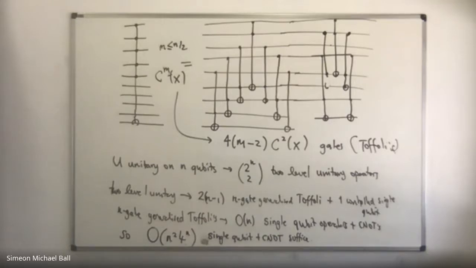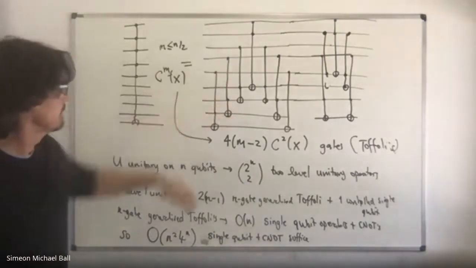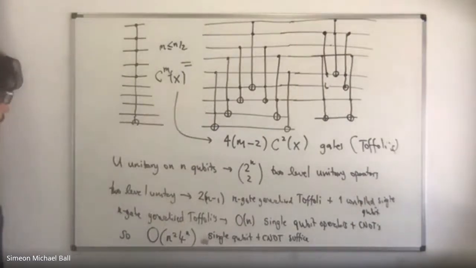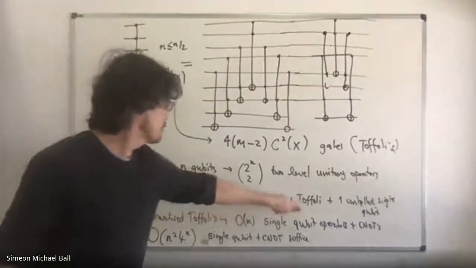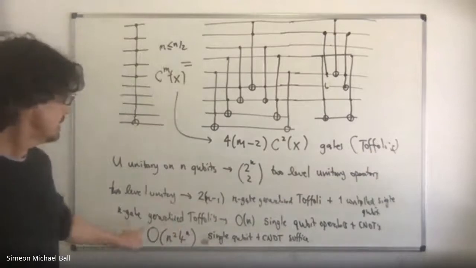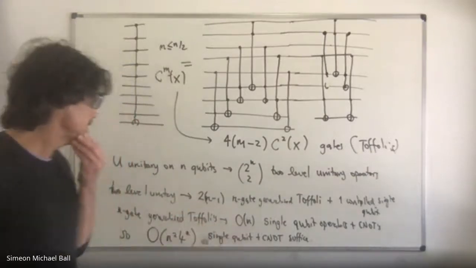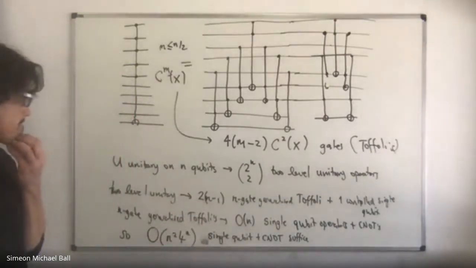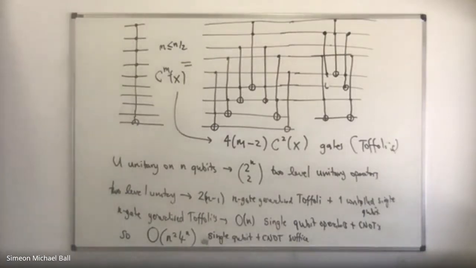So as I say, Nielsen and Chuang are a bit vague about how you get from the n-gate generalized Toffolis to the big O of n single qubits. And I will put a link to that archive paper, and you can have a look at it. Right. So on to 4.3 finally.